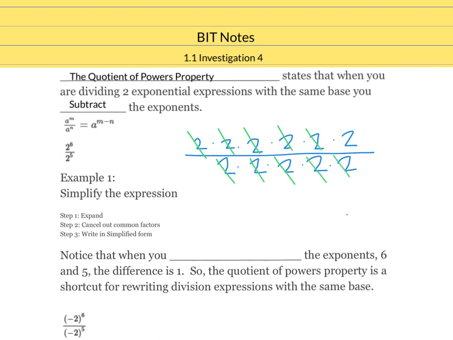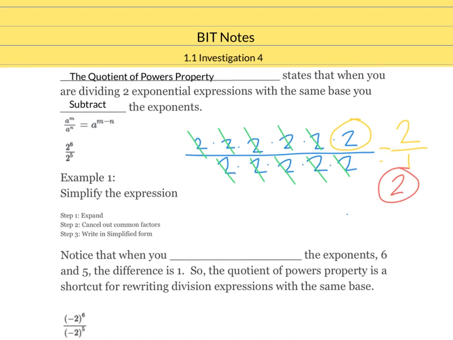We are left with 1, 2 in the numerator. So that can be written, remember, 2 over 1 is a whole number. So what's our answer? 2. Below are written the steps. So step 1, we expanded. Step 2, we canceled out the common factors. And then step 3, we wrote it in simple form.